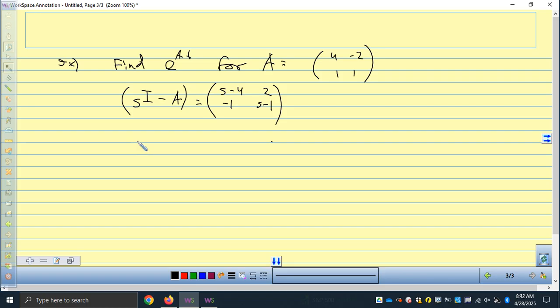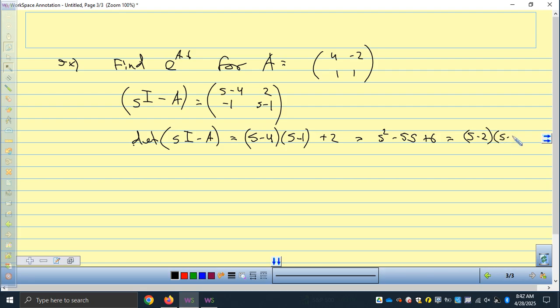So sI minus A inverse: I need to find the determinant of sI minus A. Well, that's (s minus 4) times (s minus 1) minus, so it's going to be plus 2, minus 2 times negative 1. Which gives me s squared minus 5s plus 6, which I'm going to factor to (s minus 2) times (s minus 3).